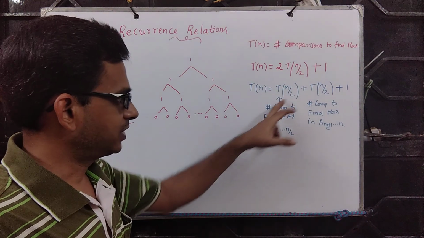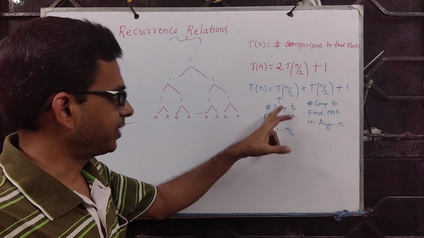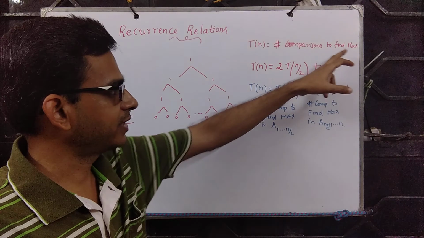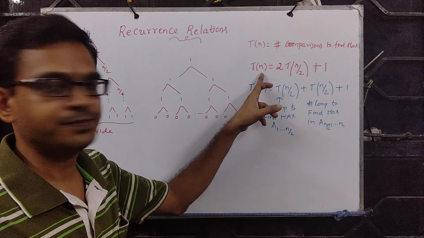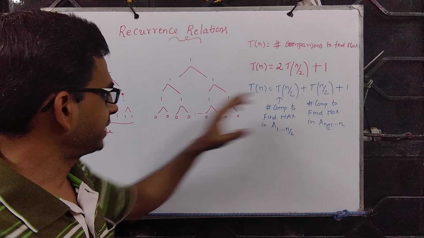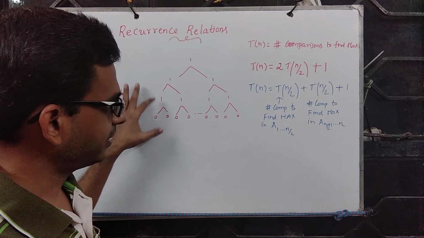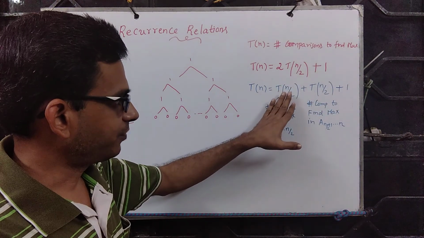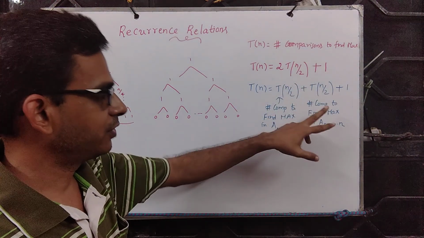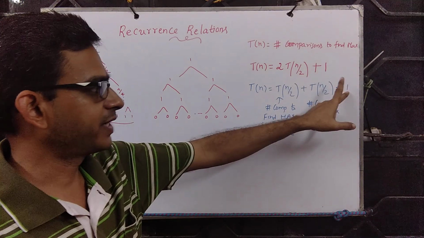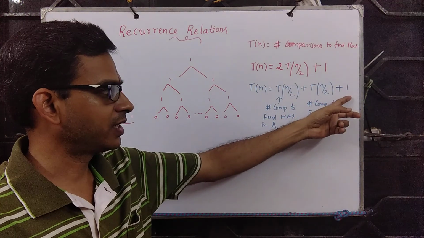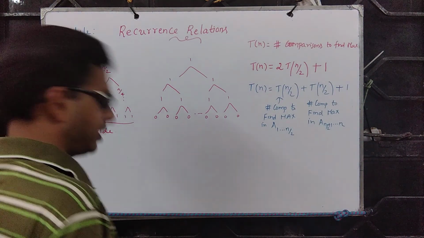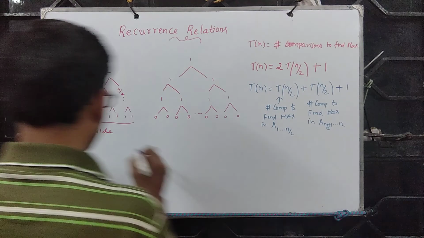Number of comparisons from this subproblem, which is T of n by 2, because T of n denotes the number of comparisons to find max in an n-sized array. And T of n by 2 says the number of comparisons to find max in an n by 2 sized array. So T of n by 2 plus T of n by 2. Then you have max from this, you have max from this. We make one comparison to output max for the n-sized array, which is taken into account as part of this. Now one has to solve this to find the number.